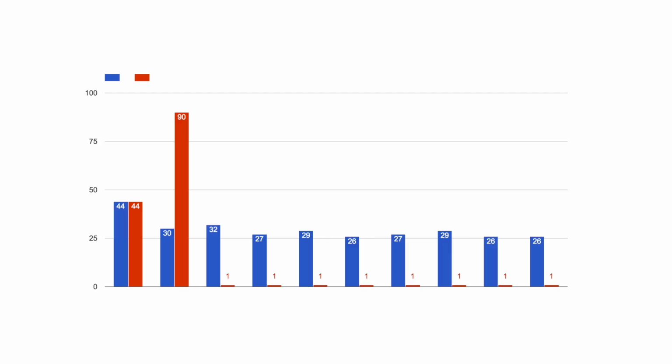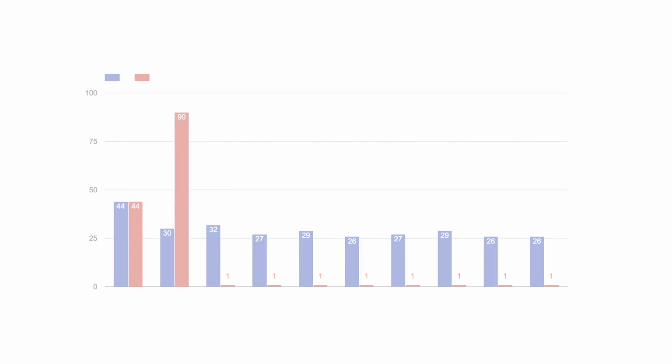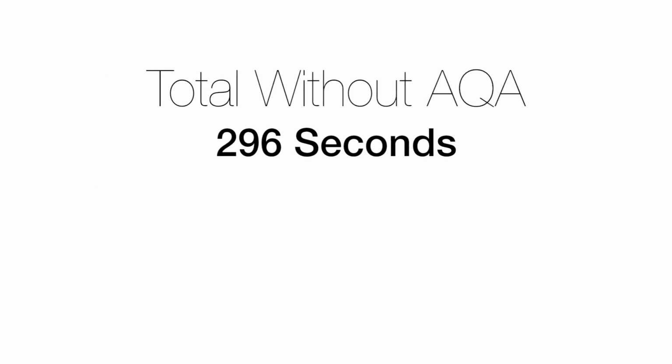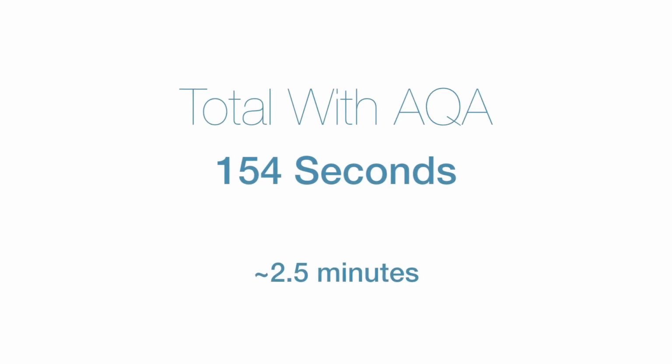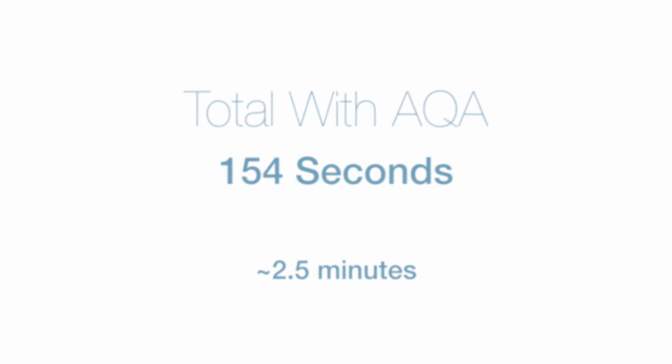If you compare the total time before and after implementing Aqua, you'll see a significant change. The baseline benchmark ran a total of 296 seconds. The same benchmark with Aqua enabled ran for 142 seconds. That's a difference of 154 seconds, which is roughly 2.5 minutes.